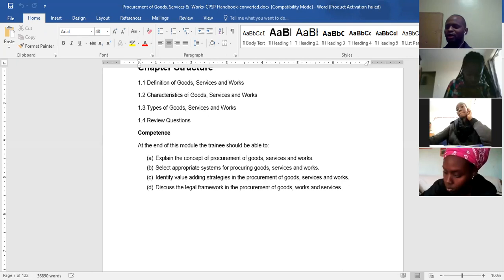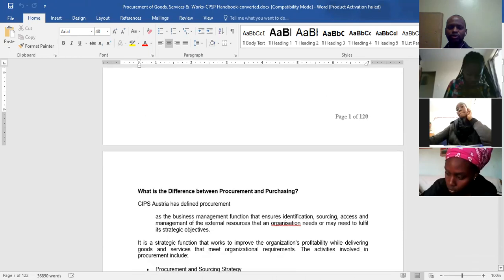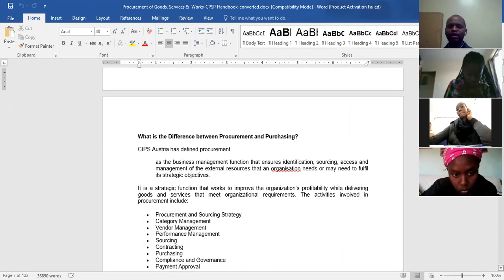You'll also be able to understand some of the values of adding strategies in the procurement of goods, works, and services. You will also be able to discuss the legal issues or legal frameworks in procurement of goods, works, and services. So let's go straight to our first area.